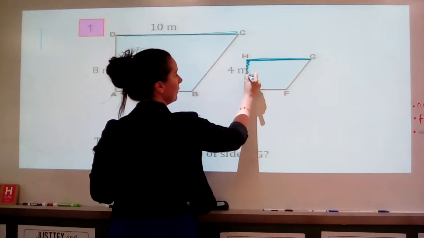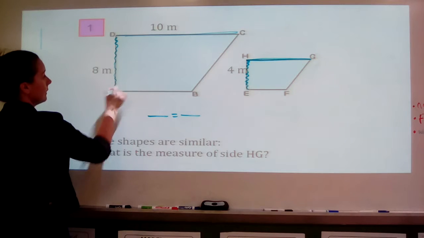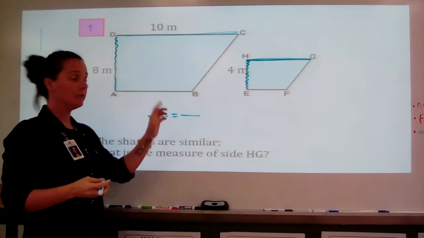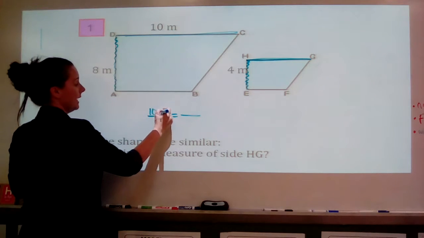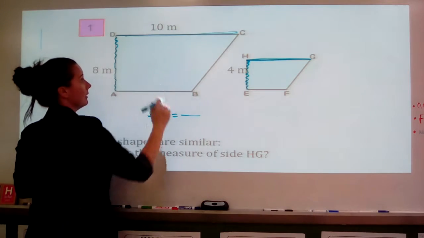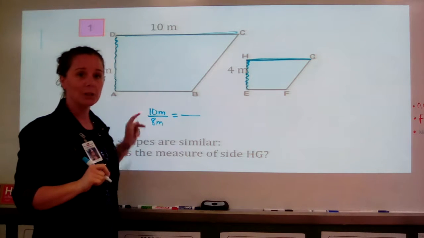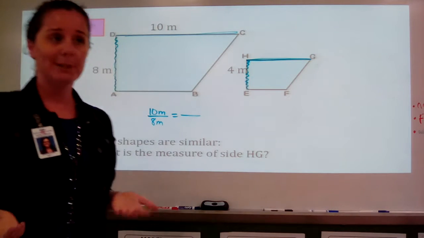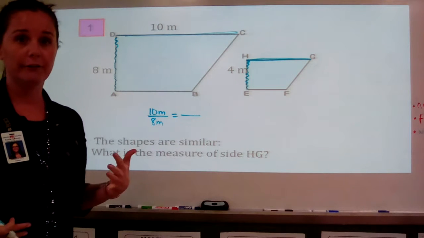So then we have these 2 sides being corresponding to one another. So when I set up my ratios, my first ratio, I'm going to compare the 10 meters to my 8 meters. It doesn't matter which one you put in the numerator or the denominator in this first ratio. I just put the 10 on top and the 8 on bottom. You could switch it around if you wanted.